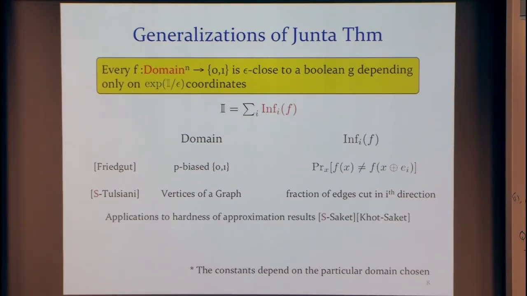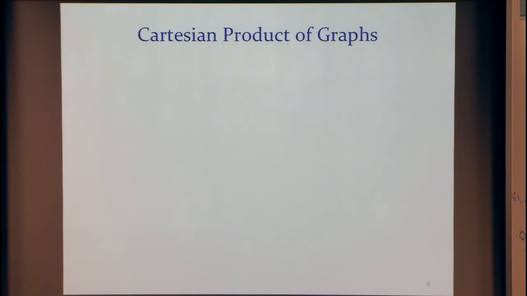The Junta theorem, both over the hypercube and graphs, in fact, has applications to hardness of approximation. So let's cut to the chase. Let's define what is a concrete domain. So over the hypercube, for the original theorems, we knew the domain was hypercube. Now I have to define that if your domain is the graph, I have to define what's the n-fold product of the graph. So these are called Cartesian products.